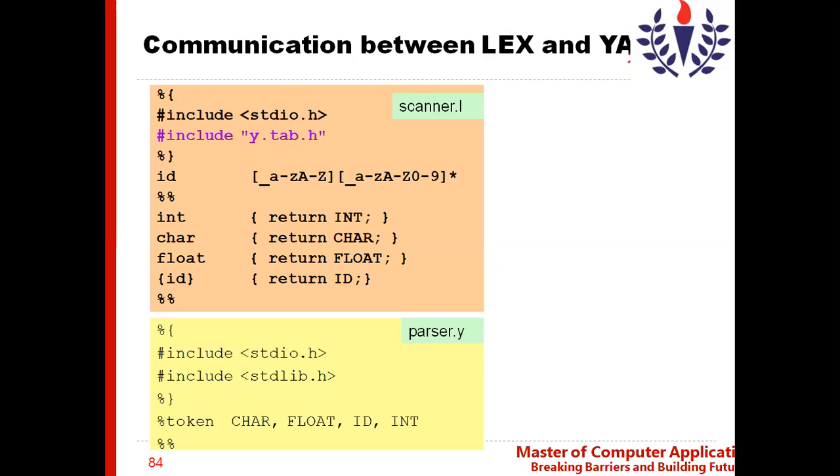If you look at the lex program, we have the definition section. In the definition section, you can see the include statement in which y.tab.h is included with the header files. And we have the identifier called ID, which has the pattern underscore, A to Z, capital A to Z, followed by underscore, A to Z, capital A to Z, and 0 to 9 asterisk. What is the meaning of this pattern? When you declare any identifier, it will start with a character. It might be an alphabet or it might start with an underscore, followed by either the underscore, the alphabet or the number.